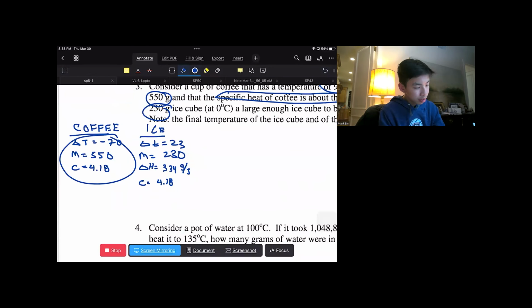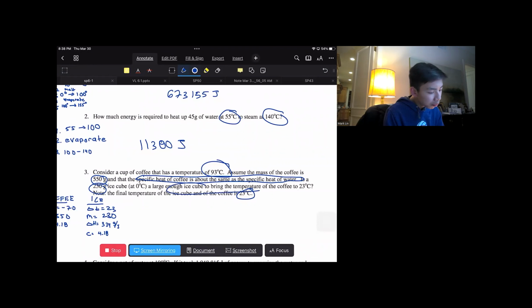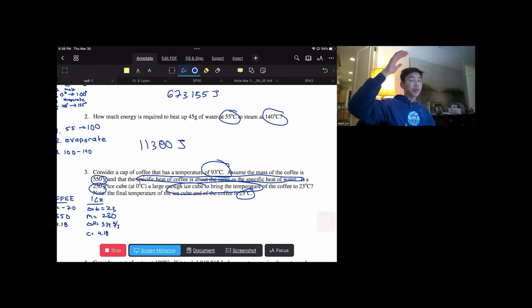And so when the question essentially asks us, is this ice cube going to exert enough energy? Is the ice cube going to exert enough energy to bring the coffee to 23 degrees Celsius, right? Because we're considering that the coffee cup is going to be brought down to 23 degrees Celsius.